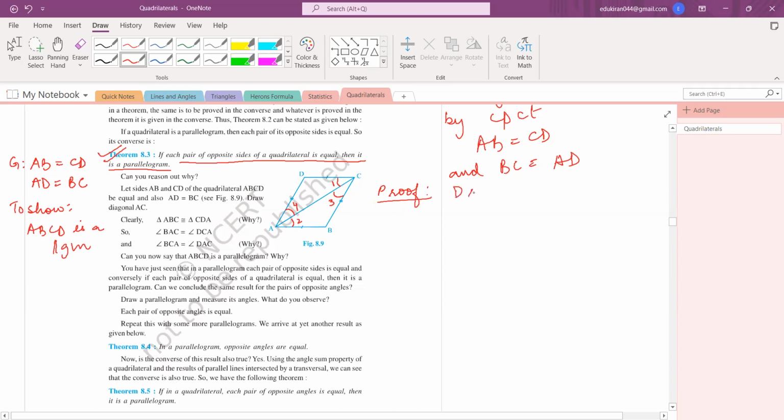First, draw diagonal AC. So we are drawing a diagonal AC. All right. Now, straightforward, can I write that triangle ABC is congruent to triangle CDA? Can I write it?